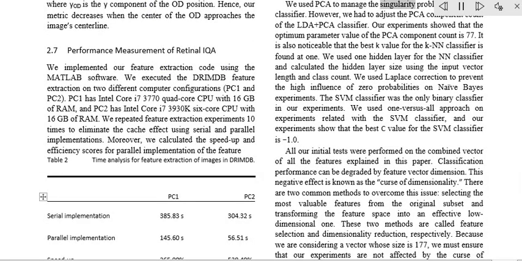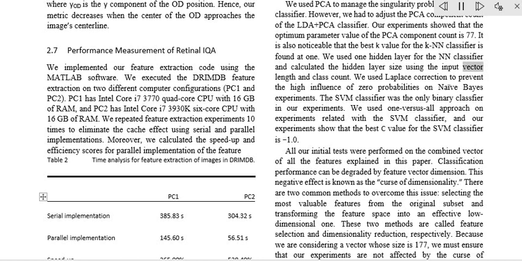We used PCA to manage the singularity problem of the LDA classifier. However, we had to adjust the PCA component count of the LDA plus PCA classifier. Our experiments showed that the optimum parameter value of the PCA component count is 77. It is also noticeable that the best K value for the KNN classifier is found at 1. We used one hidden layer for the NN classifier and calculated the hidden layer size using the input vector length and class count. We used Laplace correction to prevent the high influence of zero probabilities on naive Bayes experiments. The SVM classifier was the only binary classifier in our experiments. We used a one versus all approach for experiments related to the SVM classifier, and our experiments show that the best C value for the SVM classifier is -1.0. All our initial tests were performed on the combined vector of all the features explained in this paper.